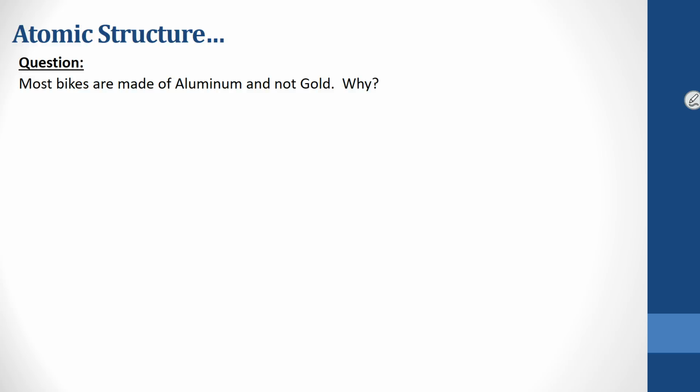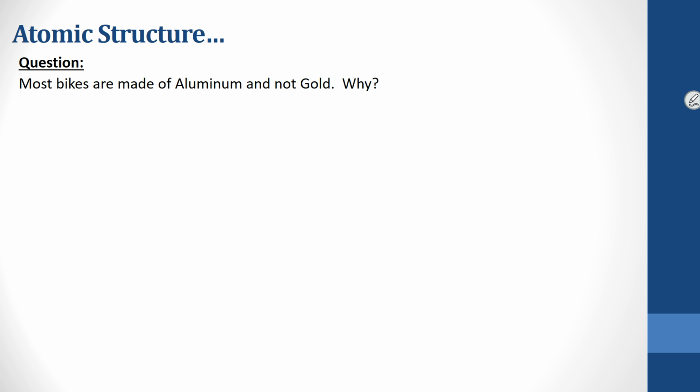I guess the first thing we're going to look at is just even some properties of elements. So, for example, here's a simple question. We make bikes out of aluminum, and lots of times graphite and things like that now, but we don't make bikes out of gold. Now, why? Probably the obvious answer is cost. I mean, obviously, if you made a bike out of pure gold, it's going to be very, very expensive.